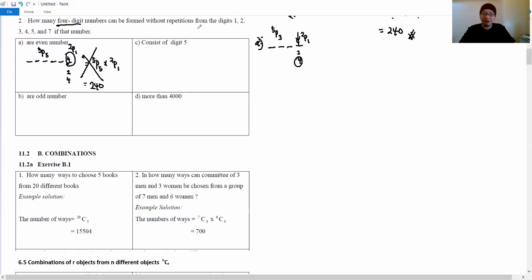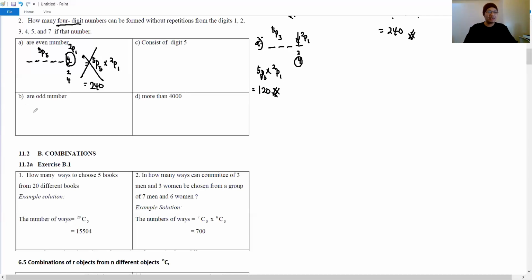Okay, sorry for my mistake on the previous solution here. It's 4 places, it's a 4 digit number. So 5P3 times 2P1. So the answer will be 120. Okay, 120. Very straightforward. Okay, sangat mudah. Semudah ABC. Okay guys, next.